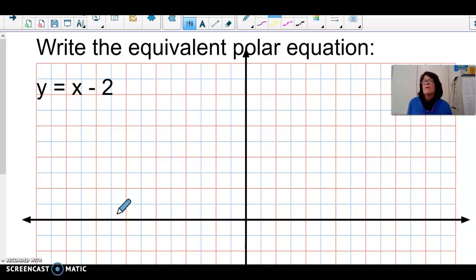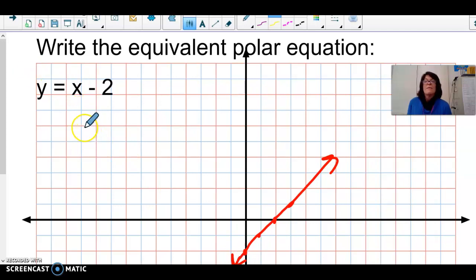Okay, now we're going to look at some equations. Y equals x minus 2. I know what that is. It's a line. Slope of 1. Oh, geez. Slope of 1. And negative 2 is the y-intercept.